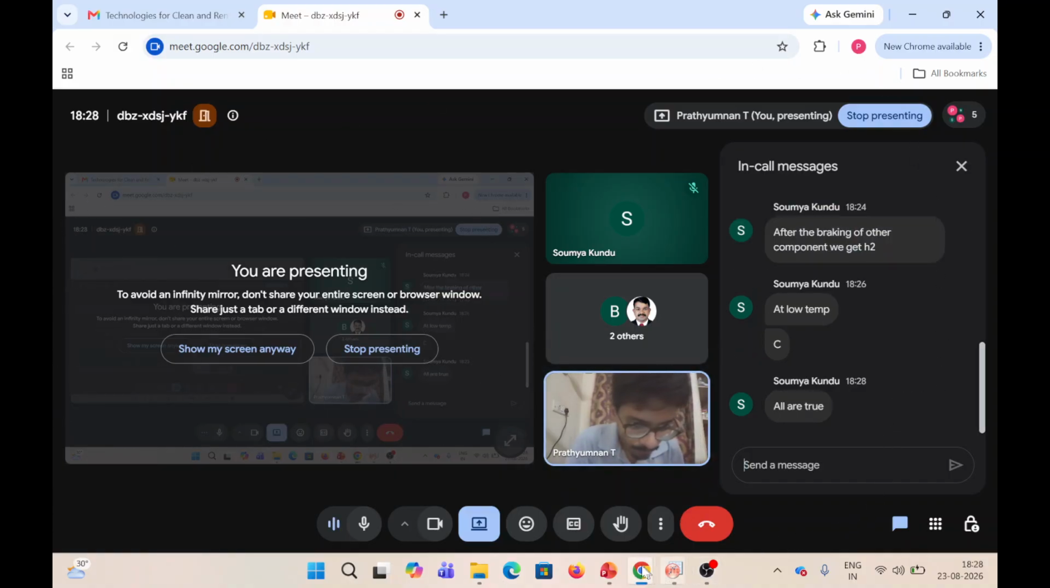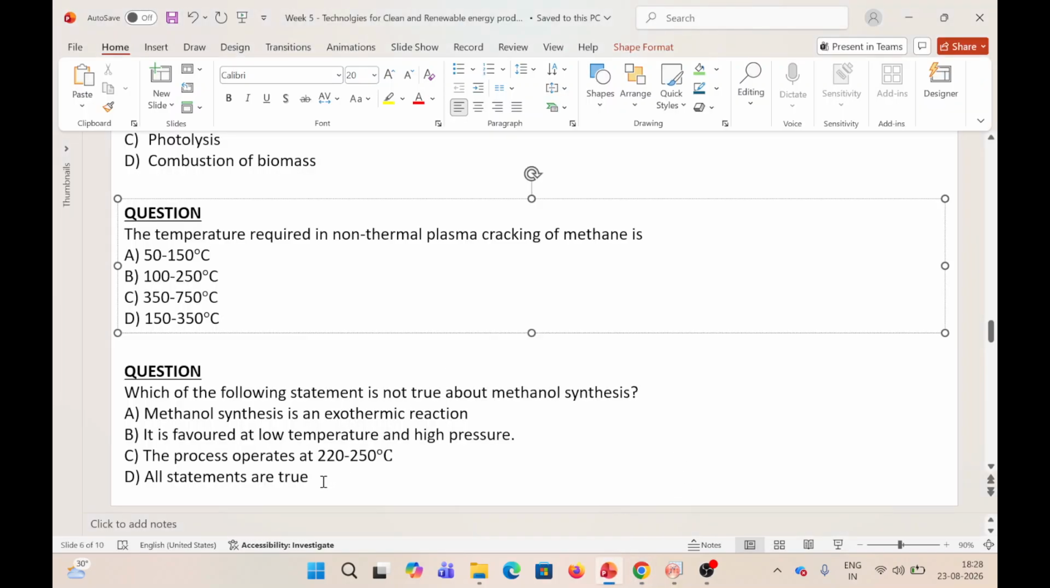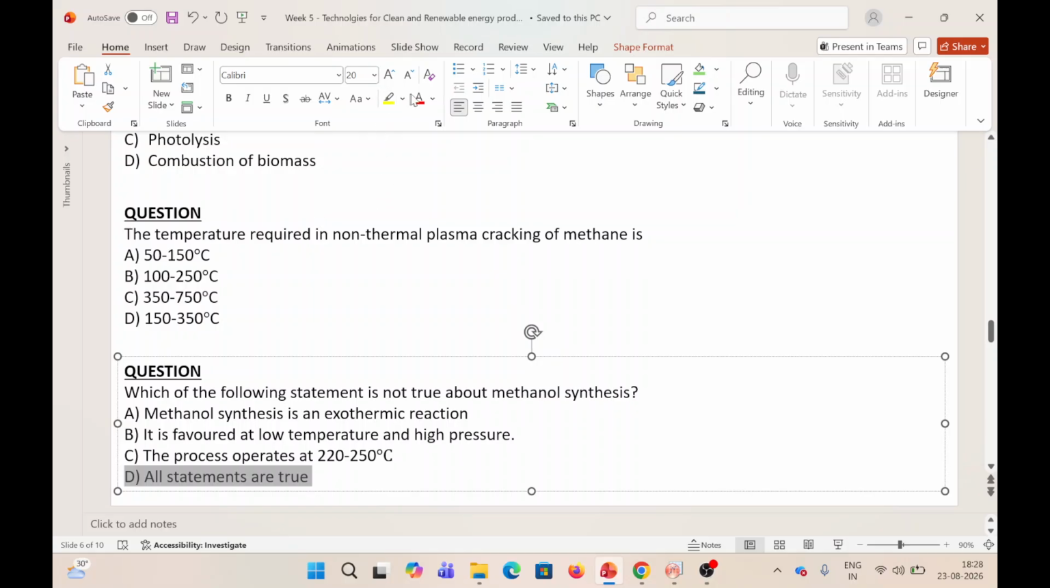All are true. Correct. All the statements are true. The methanol synthesis is an exothermic reaction. It is favored at low temperature and high pressure. The temperature at which this process operates is usually 200 to 250 degrees Celsius, and the pressure is 5 to 8 megapascals.